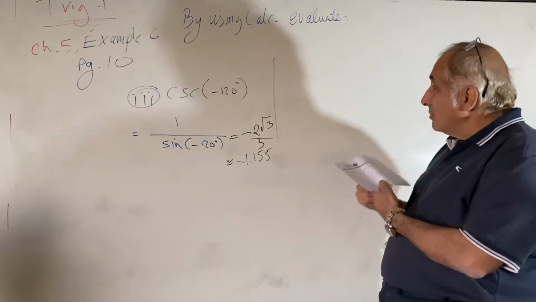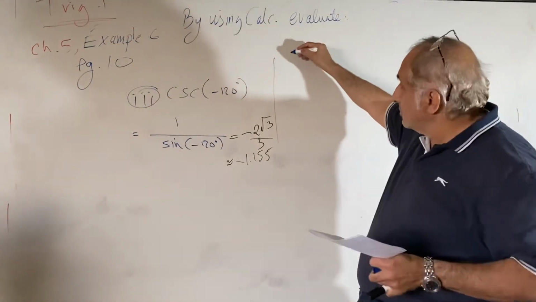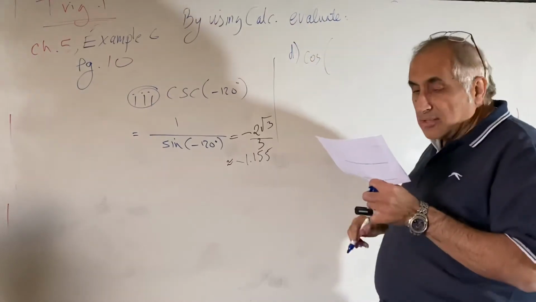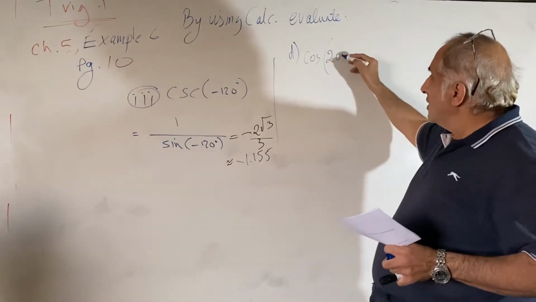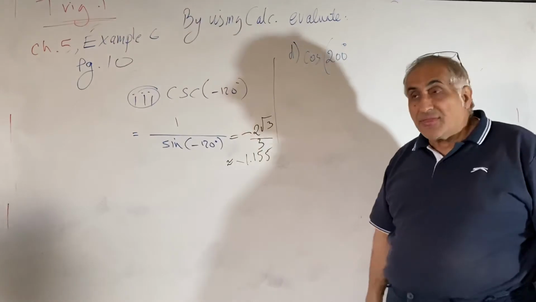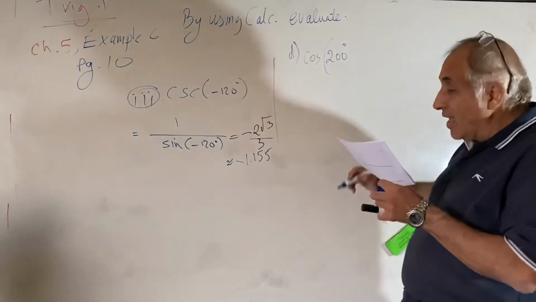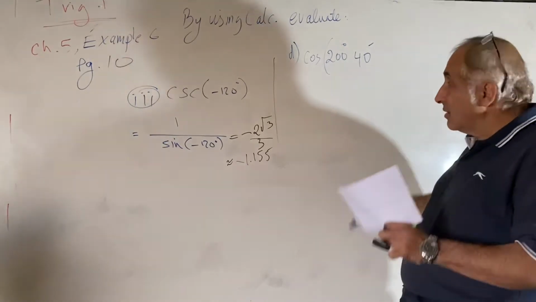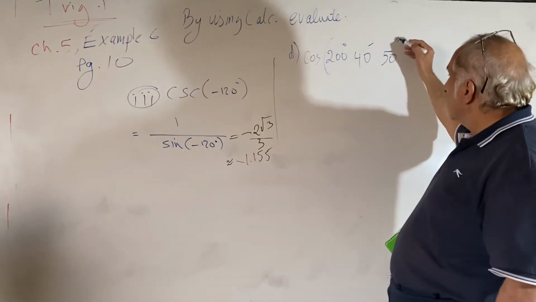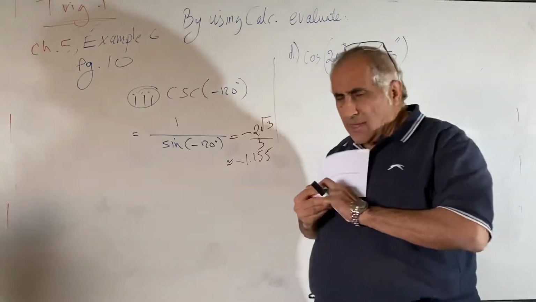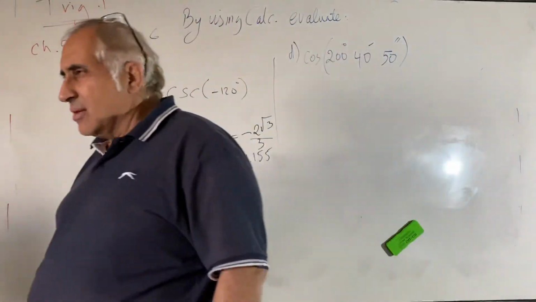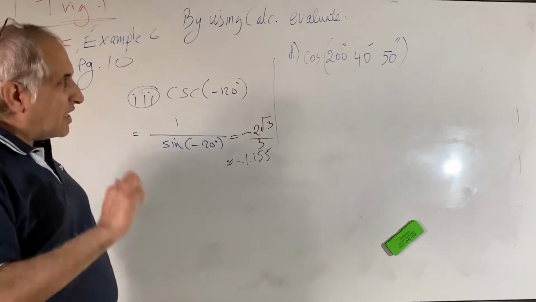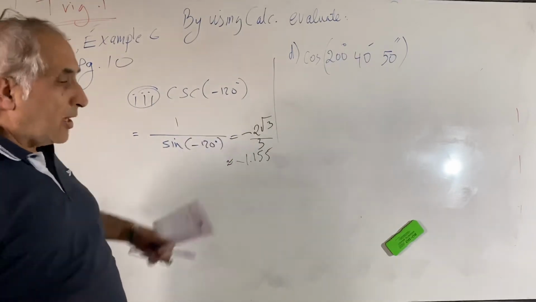How about this time? We're going to do something a bit ugly. Part D: I want to find the cosine of 200 degrees, in degrees, but I am putting with it 40 minutes and 50 seconds. They use this a lot for accuracy. They use this in surveying, when you are using very, very exact measurements. What do I do with that?